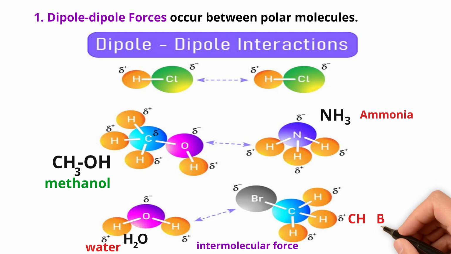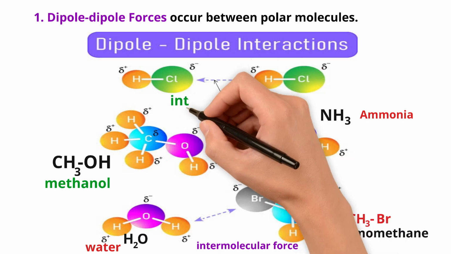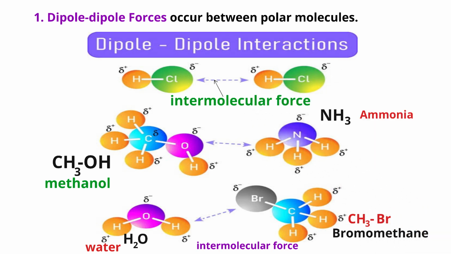Now, the other molecule here is bromomethane. Again, bromomethane is a polar molecule. There is uneven distribution of electrons. There is charge separation. In bromomethane, each hydrogen carries partially positive charge, but bromine carries partially negative charge. And there is intermolecular force between methanol and ammonia, by oxygen of methanol and hydrogen of ammonia. Again, there is intermolecular force between water and bromomethane. Hydrogen of water is bonded with bromine of bromomethane by intermolecular force.